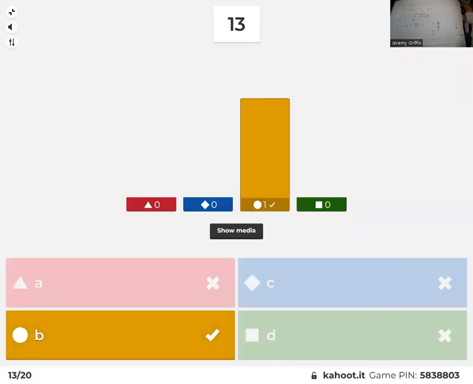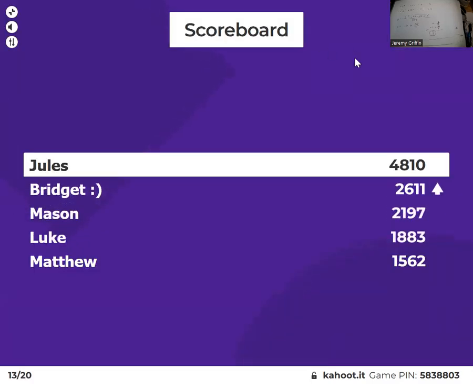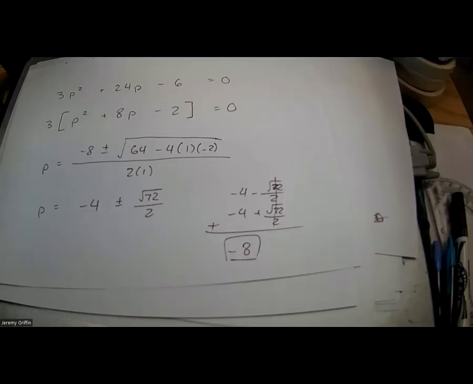Oh, you know, the bell's about to ring in a few seconds, so we're going to have to call that a wrap. Let's see who's ahead in the points race. We've got Jules, Bridget, Mason, Luke, and Matthew. All right, nice job, guys. Those were all Section 3 questions. Tomorrow we'll do some Section 4 questions and get you guys ready for this, at least the math part, on Wednesday. All right, you guys have a good Monday.